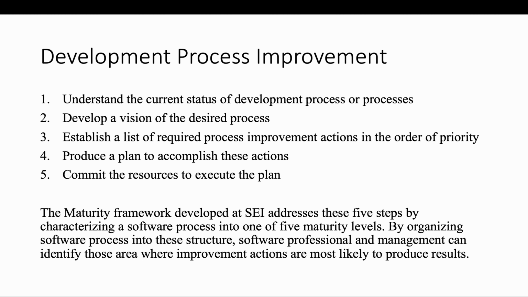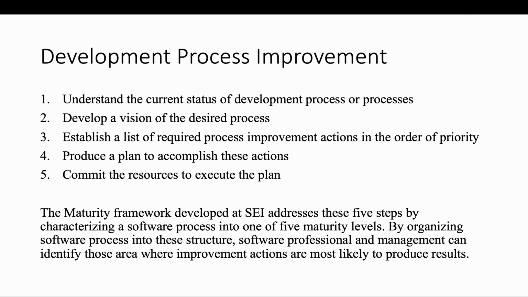So the author presents the 5 necessary steps for software process improvement. First is to understand the current status of your development process. Second, you should have at least a vision of the desired process. Third is to establish a list of required process improvement actions in order of priority. Fourth, produce a plan to accomplish those actions. And fifth, commit the resources to execute the plan. So the maturity framework covers all these 5 necessary steps.